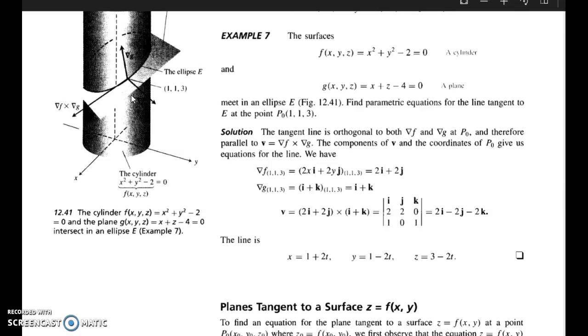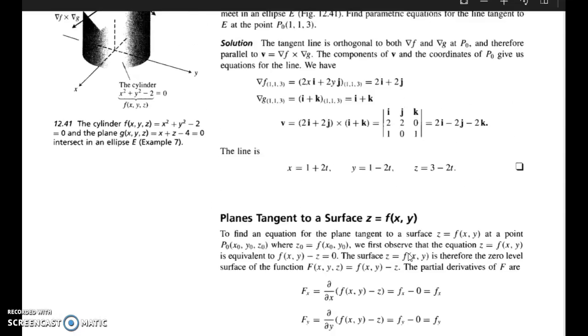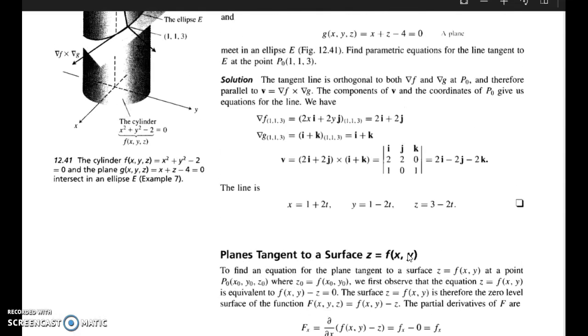If we are given a vector and a point, then we can find the equation for the tangent line. The vector is 2i minus 2j minus 2k, and the point is 1, 1, 3. So x equal to 1 plus 2t, y equal to 1 minus 2t, z equal to 3 minus 2t. This is the equation for the tangent line.